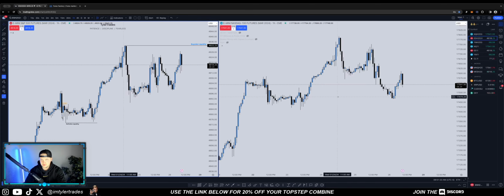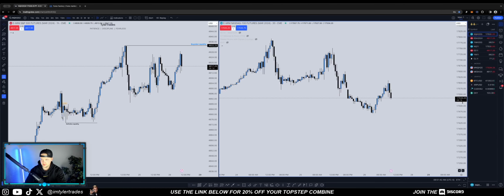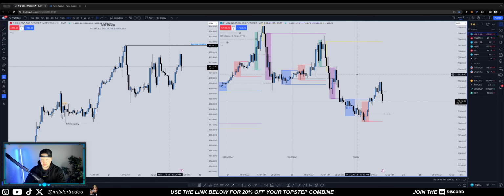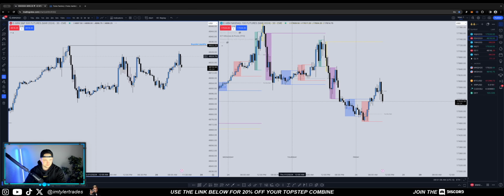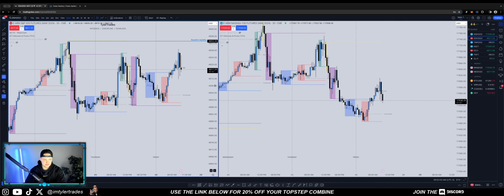What I noticed is that we've got some, again, conflicting SMT divergences. So I guess it might even be easier to show you on a slightly smaller time frame, like the 30-minute. Toggling on these sessions will be a little bit easier to see. NASDAQ obviously has taken out yesterday's PM low with Asia and London. And then you've got over here with ES, the opposite of that. So you've got the lows not being taken out over here, as you guys can see.